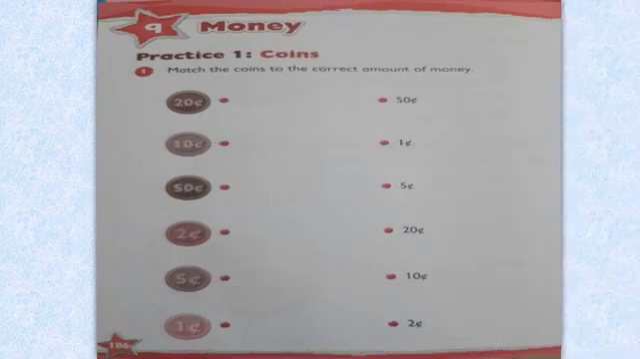Now for your activity book or for your workbook, please open it to page 186. So for practice, match coins to the correct amount of money. So this time, I want you to answer in your workbook. Okay, let's start. The first one, 20 cents, where's the value? Okay. How about the second one? It is 10 cents.